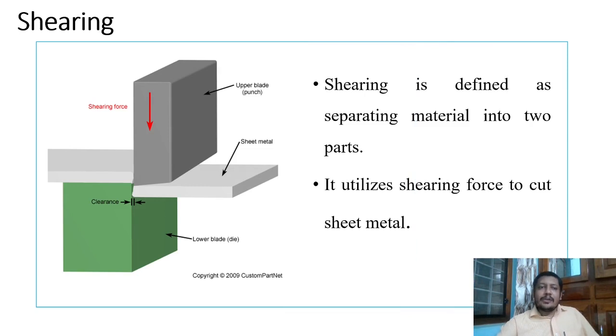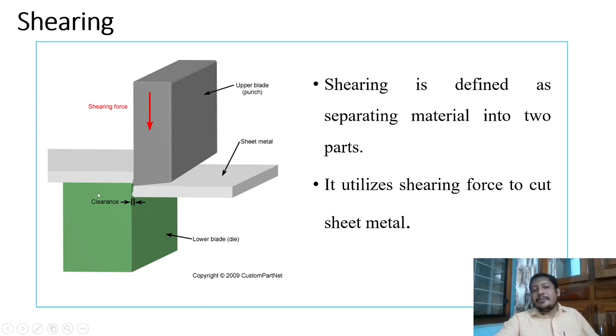So shearing, as I already told you, is nothing but the cutting operation, which is also called shearing operation. Shearing is defined as separating the material into two parts. It utilizes shearing force to cut the material. You can see I have a die and a punch. They are kept a certain distance apart, which is the clearance. So how to calculate the clearance?